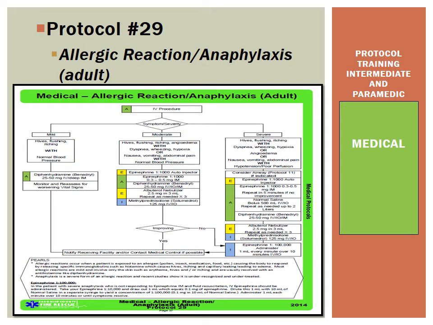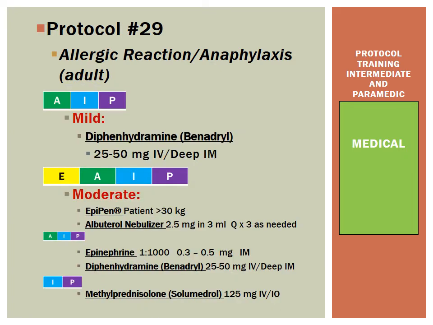Okay, Protocol 29 is our allergic reaction anaphylaxis adult protocol. And it's broken down between your symptom severity. Are they mild, moderate, or severe? So for our mild allergic reaction patients, treatment will start with the advanced provider administering diphenhydramine at 25 to 50 milligrams IV or deep IM.